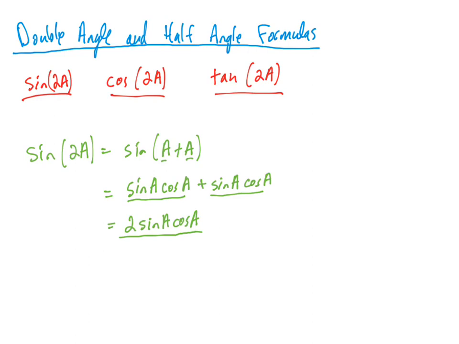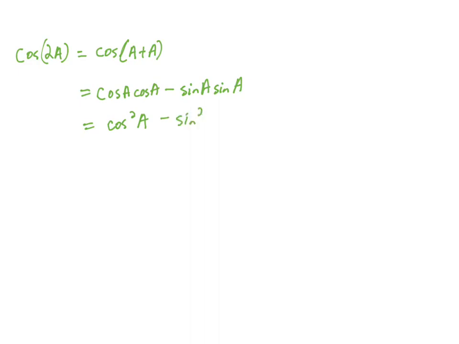And then we'll go to cosine and then tangent. So the double angle for cosine, again, we're going to use the sum formula for cosine. So cosine of 2a is the same thing as cosine of a plus a. So the sum formula for cosine, we're going to say cosine of the first times cosine of the second minus sine of the first times sine of the second. So again, a is both the first and the second in this instance. So the first term, cosine a times cosine a, is cosine squared of a. The second term is going to be sine squared of a.